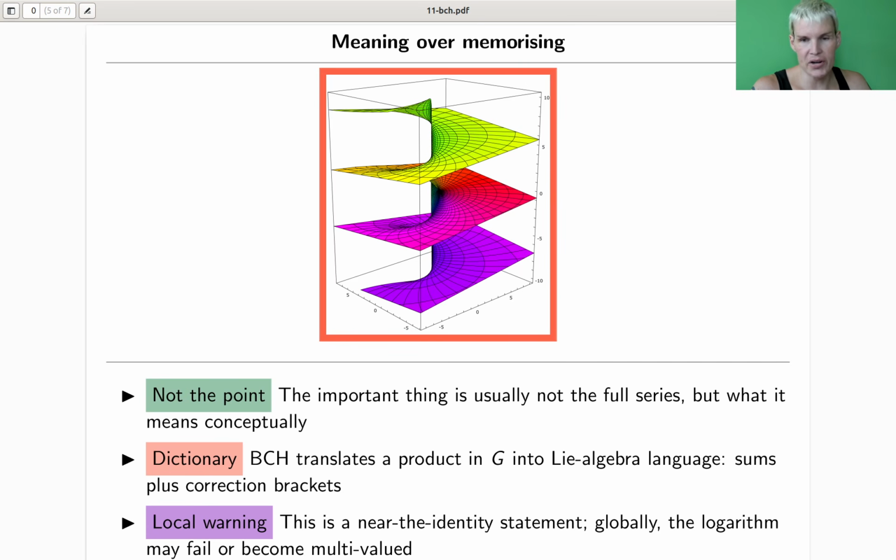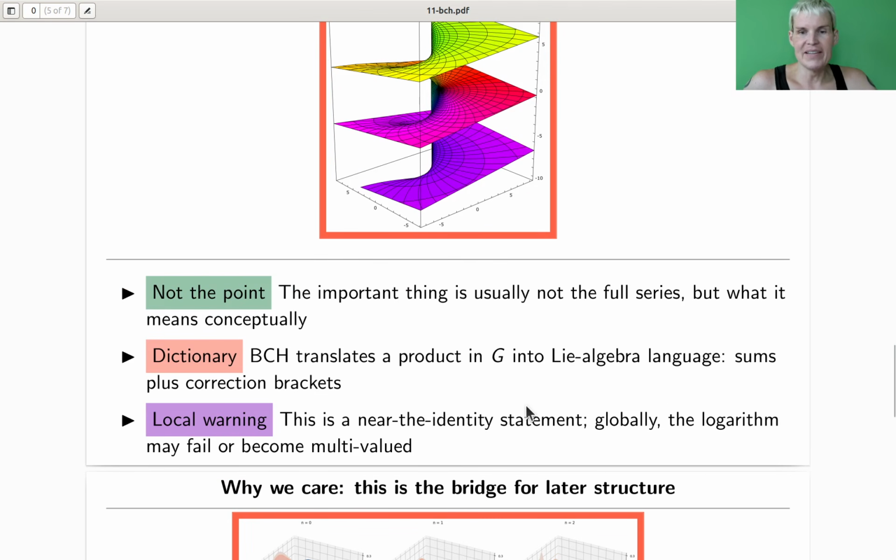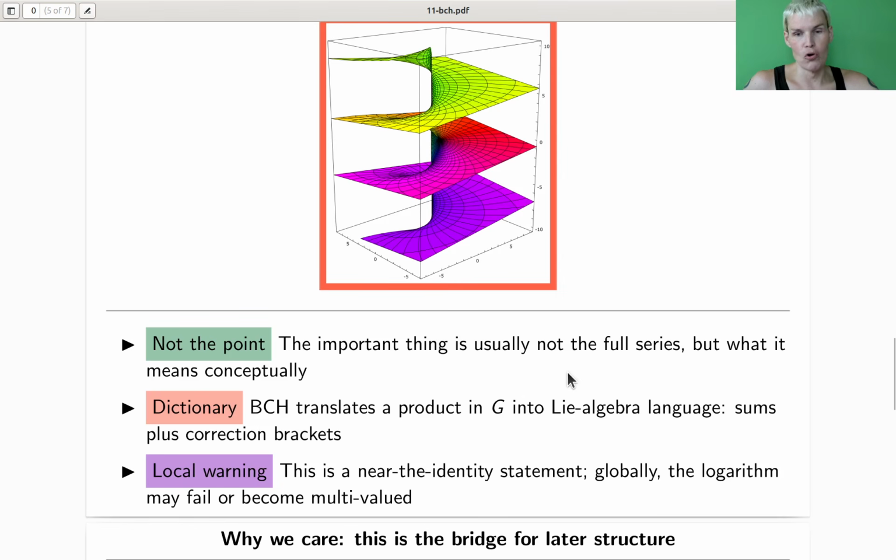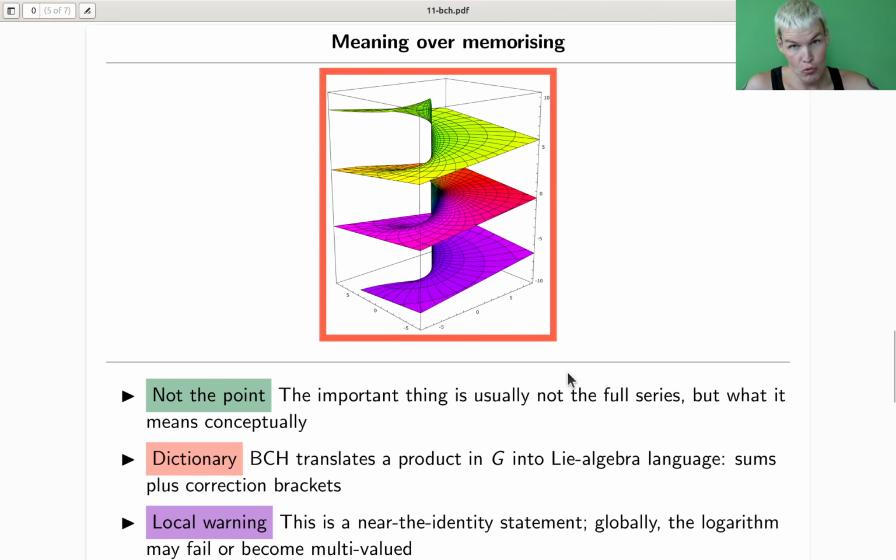It translates a product into a sum, and there will be some loss somewhere. There will be some correction terms somewhere. That's just what it is. This is literally a near-the-identity statement, right? Globally, the logarithm is just an absolutely disgusting map. The logarithm is already an absolutely disgusting map in real numbers. Here's a complex logarithm, which has multiple branches, and you have this Riemann surface type story. Oh my goodness, we don't want to do that. So locally, yeah, great. And globally, yeah, no, essentially.